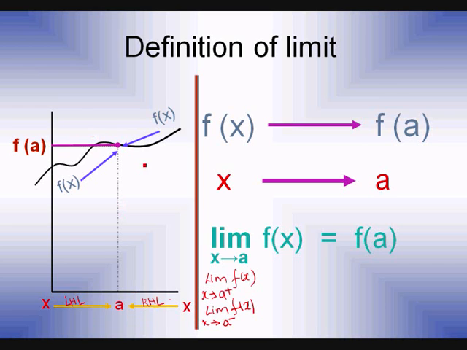And we can see that both the right hand limit and the left hand limit approach f of a. So the right hand limit approaches f of a and the left hand limit also approaches f of a. If this happens, then the limit of f of x as x approaches a is equal to f of a. There are some cases where the limit is not possible.